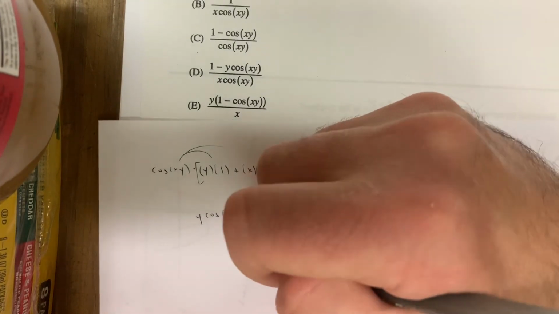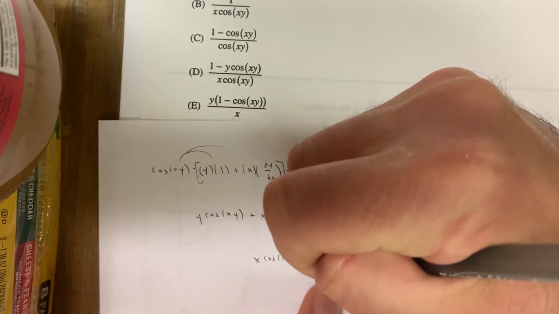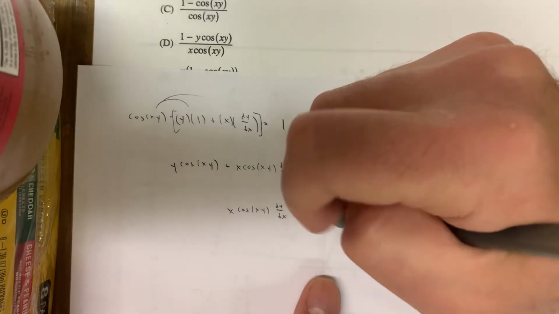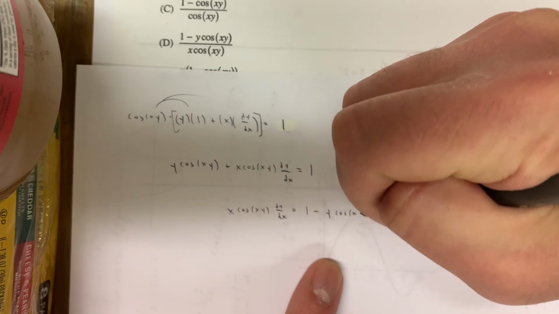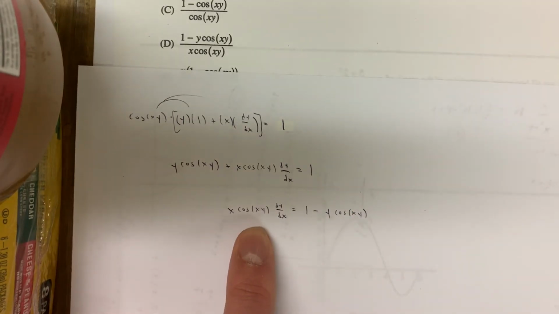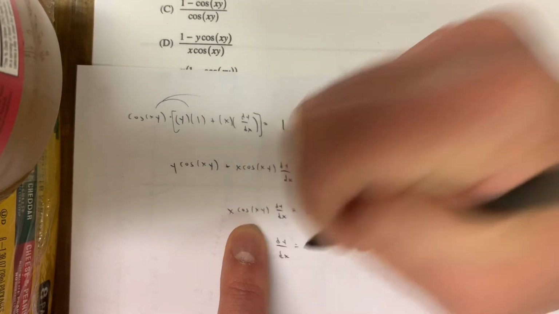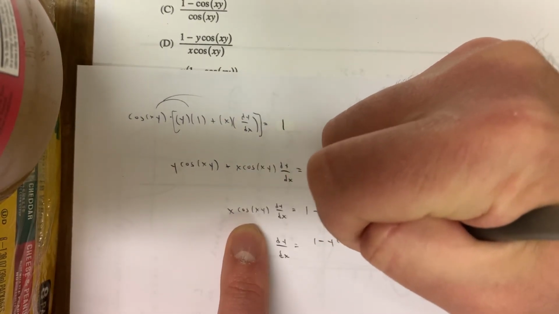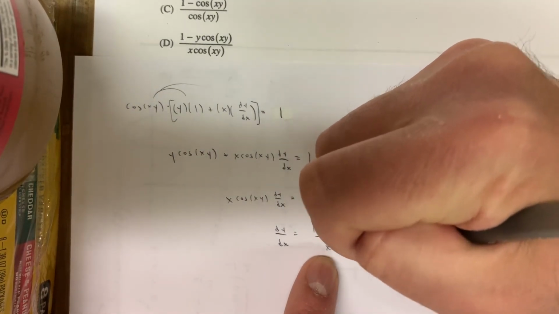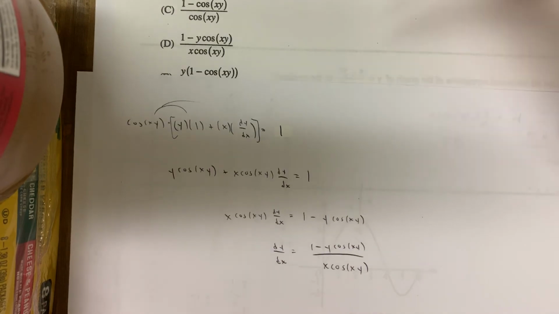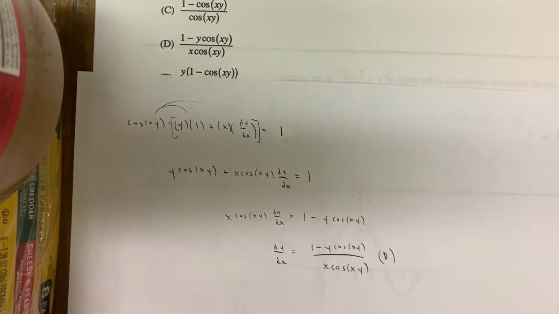Solve for dy over dx, so x cosine xy dy over dx, I don't know if I made this problem easier or harder, is equal to 1 minus y cosine of xy. Okay, now divide both sides by x cosine of xy, and we get dy over dx is equal to 1 minus y cosine of xy divided by x cosine of xy. Maybe it actually did make the problem easier. It did. It looks like my answer right there is going to be part D.